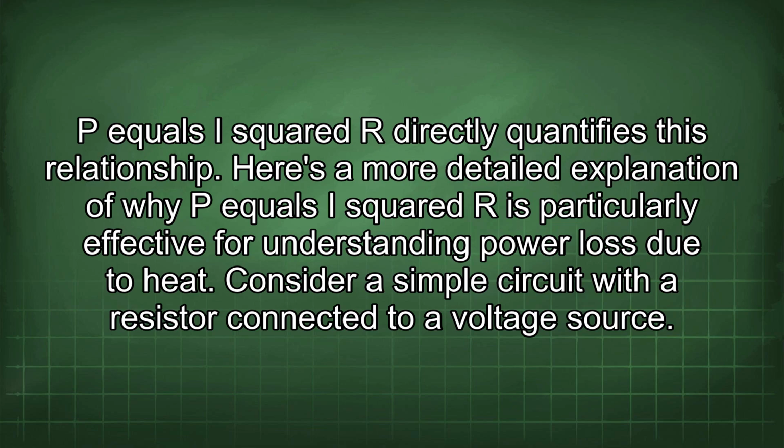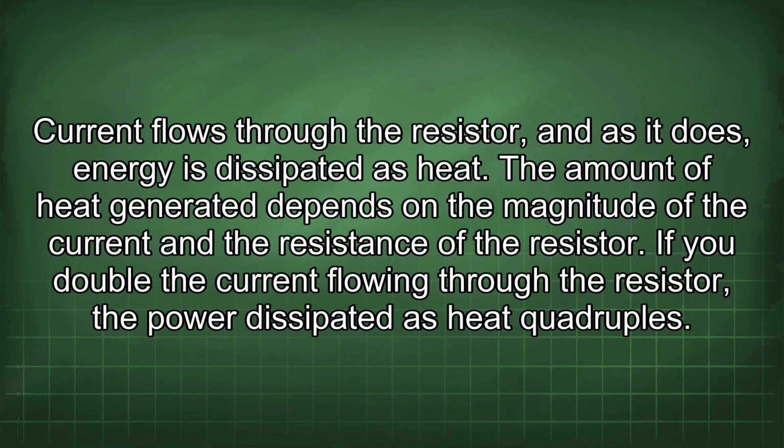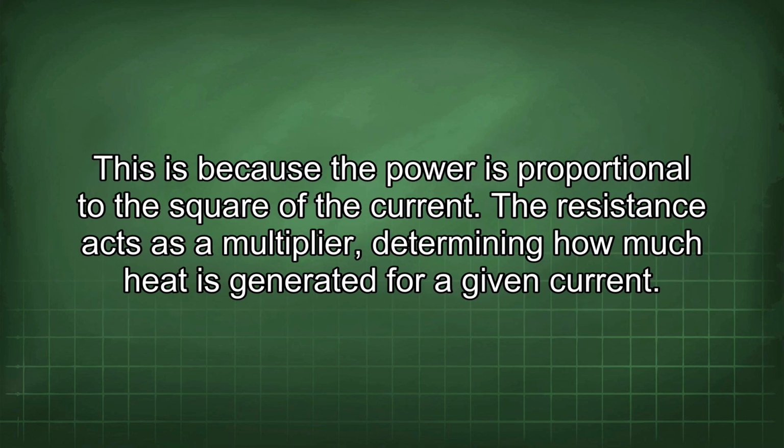Here's a more detailed explanation of why P equals I squared R is particularly effective for understanding power loss due to heat. Consider a simple circuit with a resistor connected to a voltage source. Current flows through the resistor, and as it does, energy is dissipated as heat. The amount of heat generated depends on the magnitude of the current and the resistance of the resistor. If you double the current flowing through the resistor, the power dissipated as heat quadruples. This is because the power is proportional to the square of the current. The resistance acts as a multiplier, determining how much heat is generated for a given current.